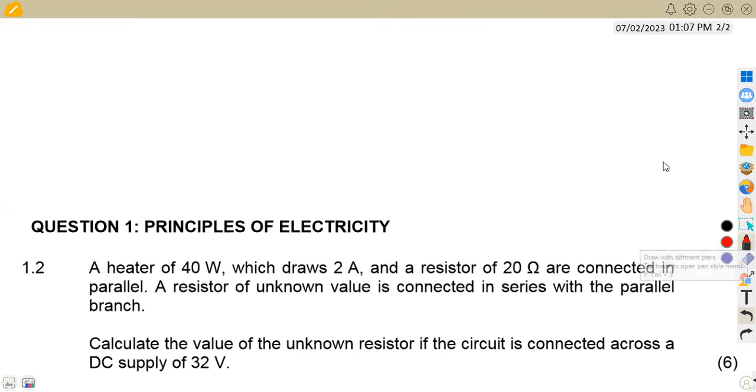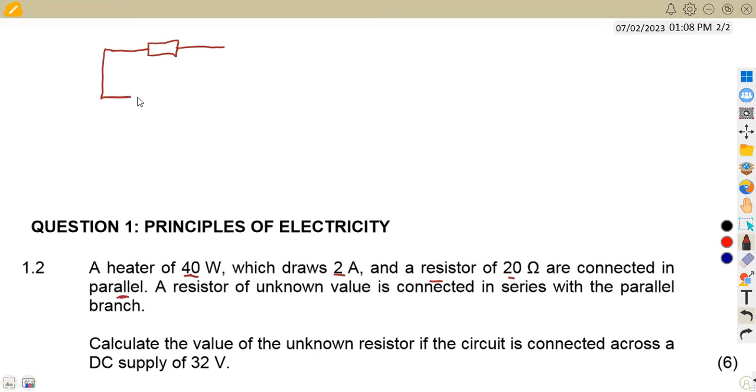That is, let me just have it aside here. A heater of 40 watts, which draws 2 amps, and a resistor of 20 ohms are connected in parallel. So take note that we have got a heater in this case. A heater is going to give us an element, which you're going to take as a resistor. We're just going to take the resistance of it. Then it is connected to a resistor of 20 ohms. These two are connected in parallel.